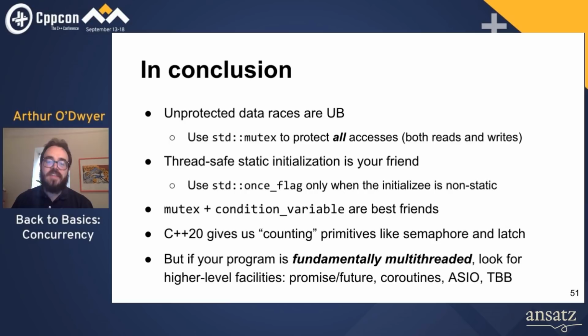Thread-safe static initialization is your friend. Use static variables fearlessly, right? I mean, they're still glorified globals. They're not good in terms of program architecture. But in terms of thread safety, you don't have to do anything else. You don't have to use once flag. It's thread safe to use a static variable in C++. If you have a non-static variable that you want to initialize only once, that's when you pull out once flag. Mutex and condition variable, two great tastes that taste great together.